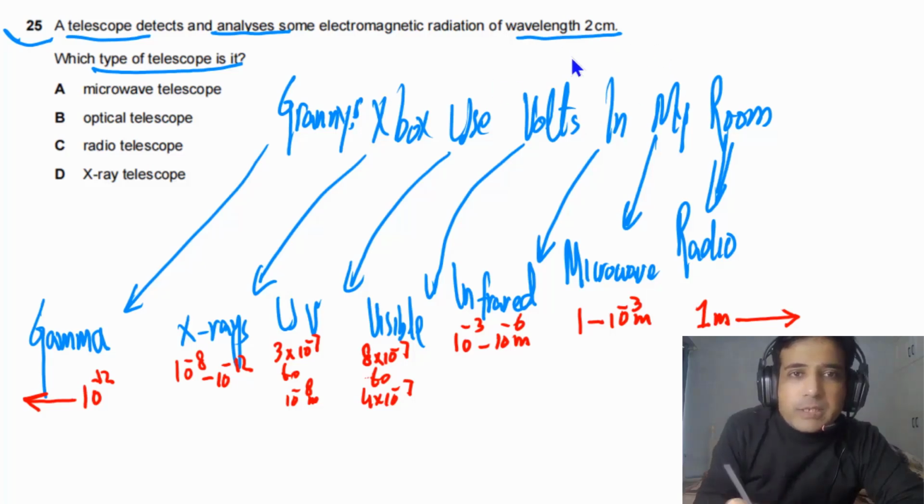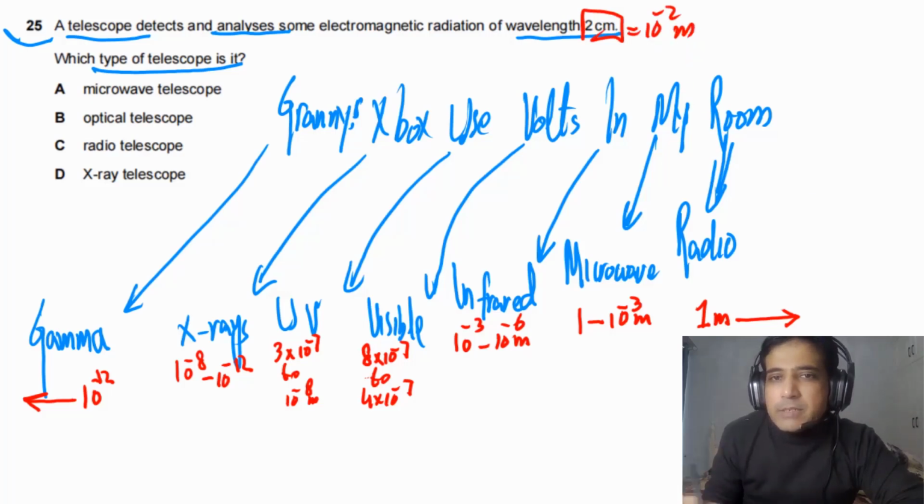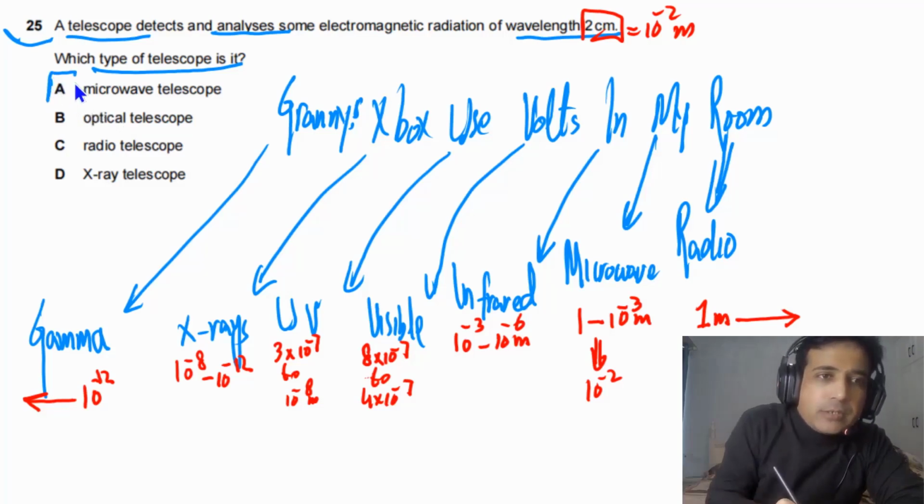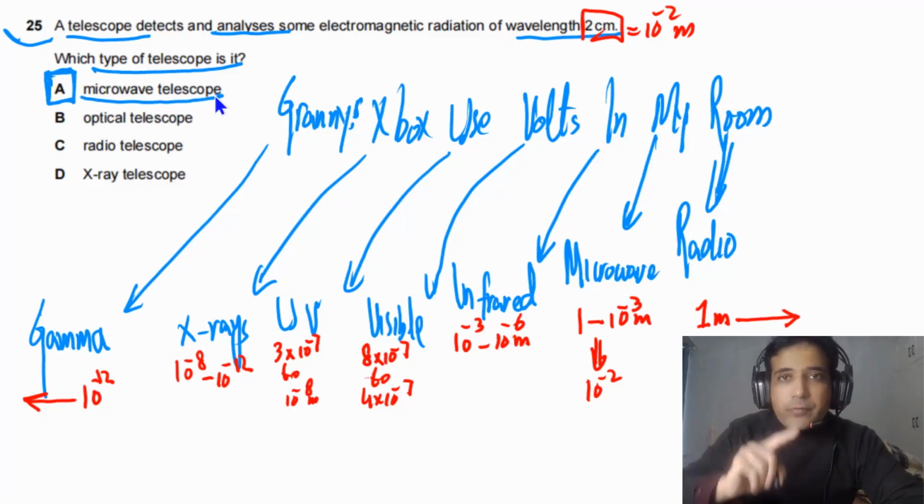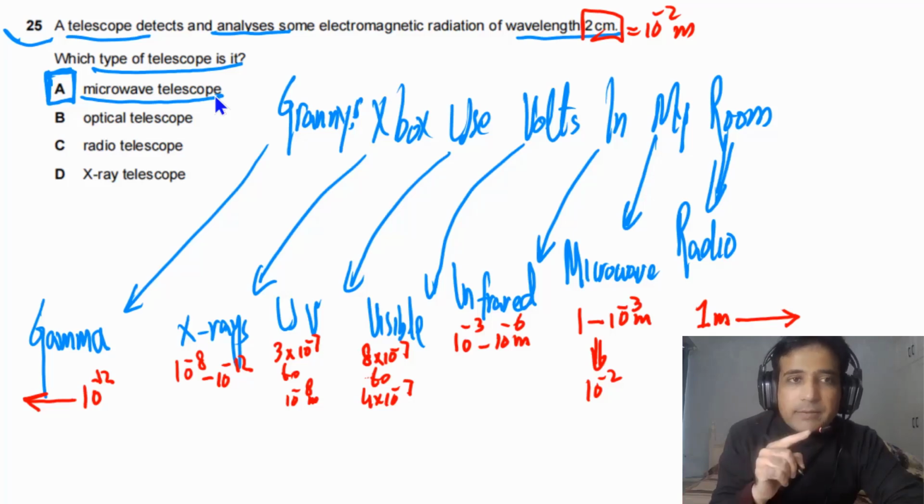Now for this given radiation, the wavelength is 2 centimeters, meaning this is 10 to the minus 2 meters, and this one is in this range. So we have here 10 to the minus 2. So it means this is microwave. So the answer for this question has to be A, because the type of radiation is microwave and the telescope will be a microwave telescope, because this telescope is detecting microwaves.